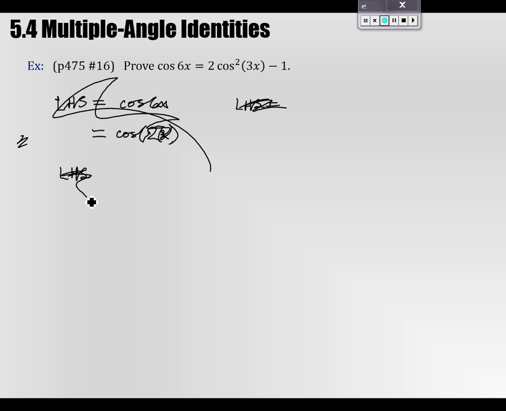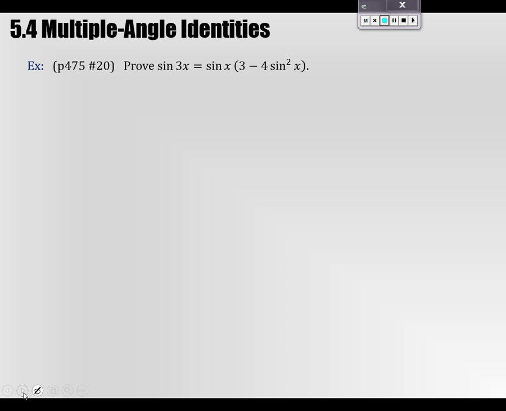2 times 3x is what we have on the left-hand side, and then the result follows immediately, right? One of the formulations for the double angle formula is the following: cosine of 2 times something is equal to 2 cosine squared of that thing minus 1. I just don't know what else to say. That's why I said just stare at it for a second and it just appears to you, right? Okay.